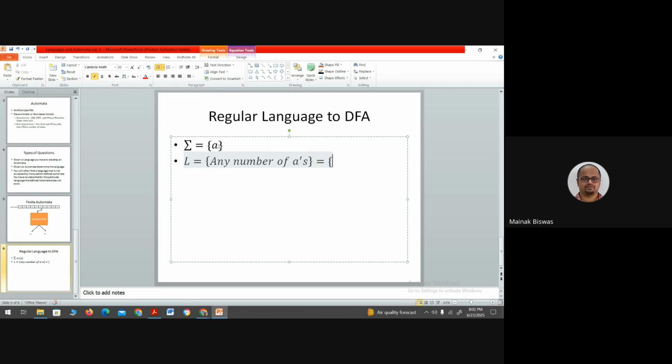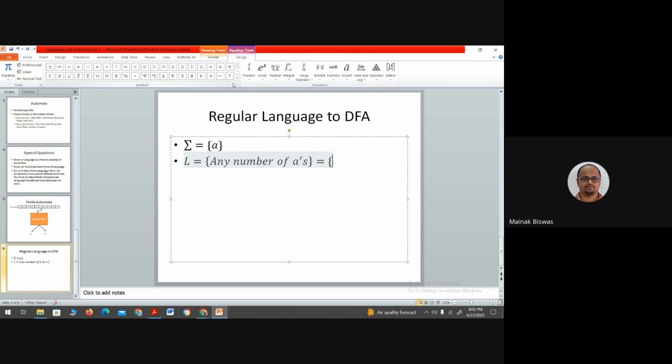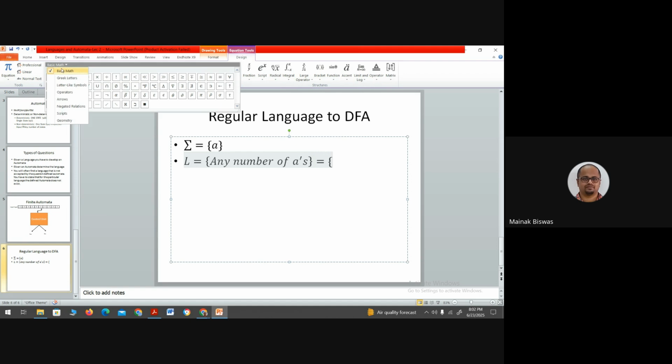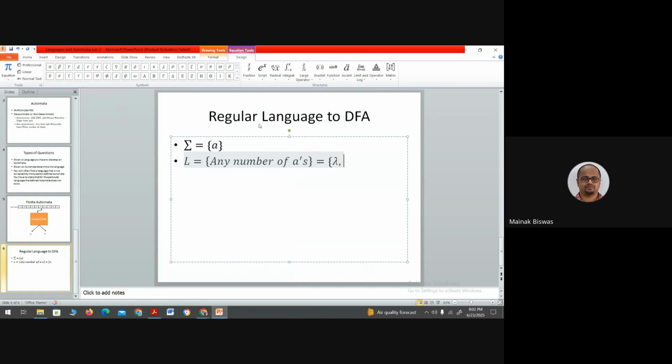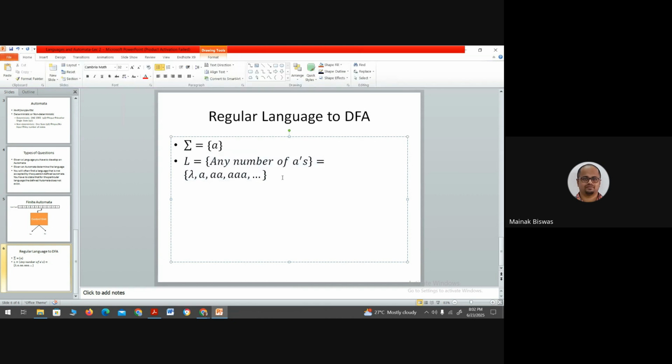So it can be lambda, right? Then again A, it can be double A, it can be triple A, and then I can say dot dot dot, any number of A's, infinite number of A's, right? But it doesn't contain any B. Is it understood?